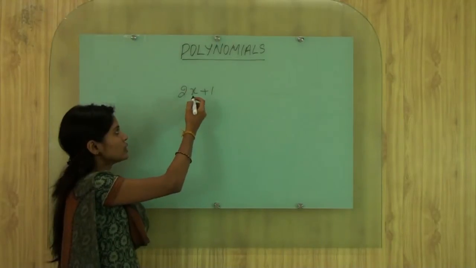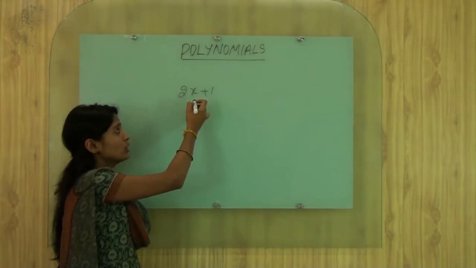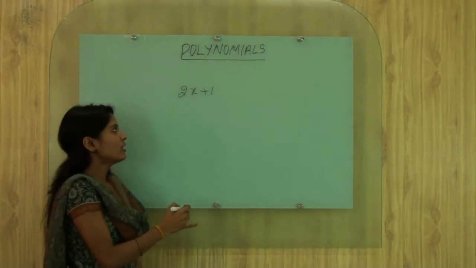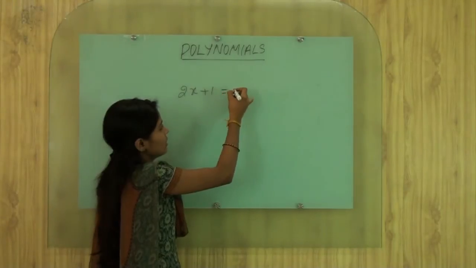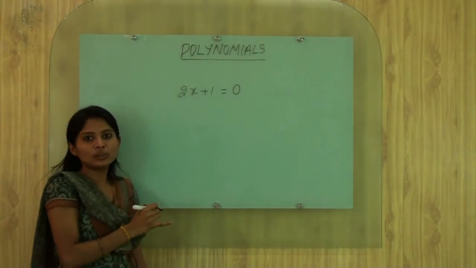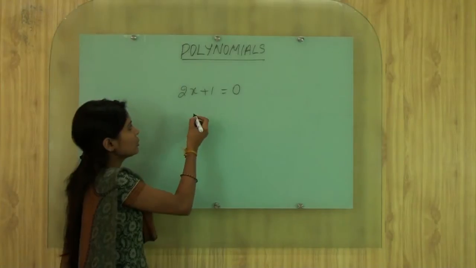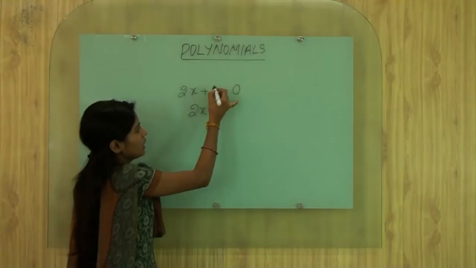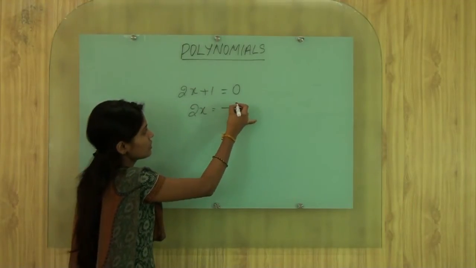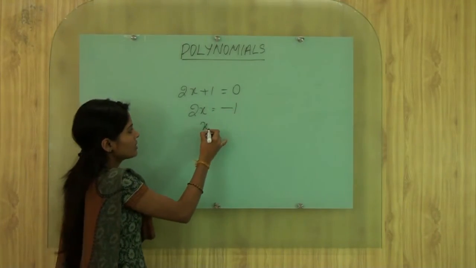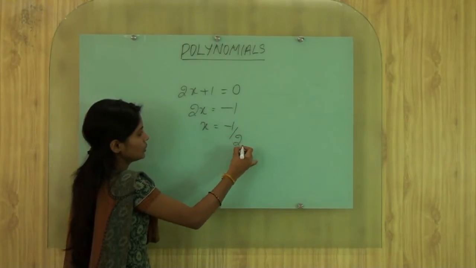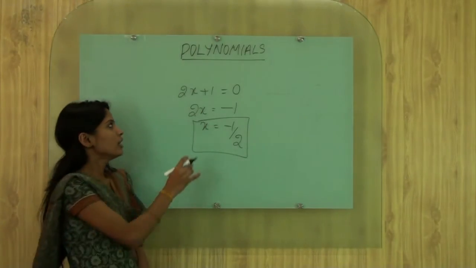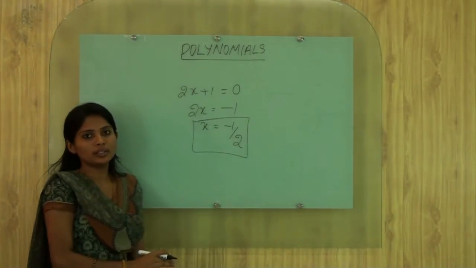That is, first you can substitute values of x as 0, 1 by 2, or minus 1. Or you can equate this polynomial to 0 and calculate the value of x. What is the value of x? 2x is equal to, if you send it to the RHS, minus 1. x is equal to minus 1 by 2. Minus 1 by 2 is the zero of the polynomial 2x plus 1.